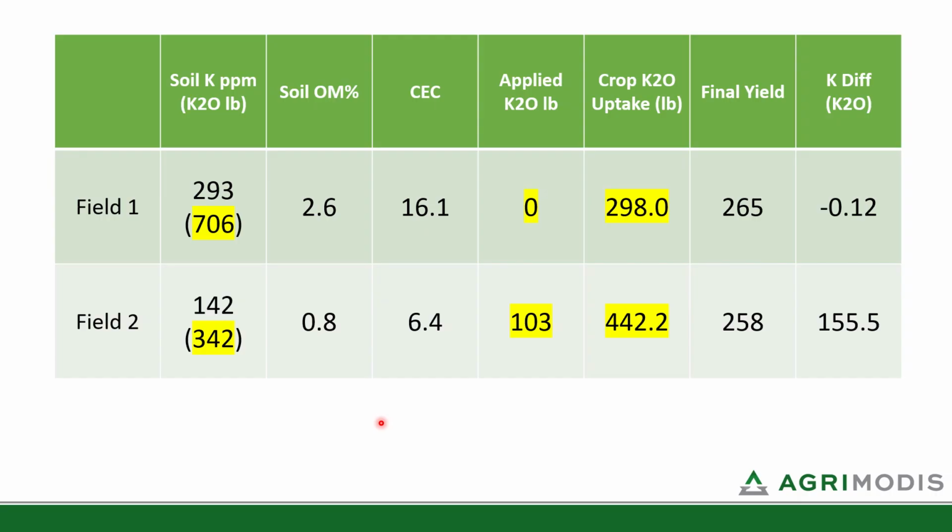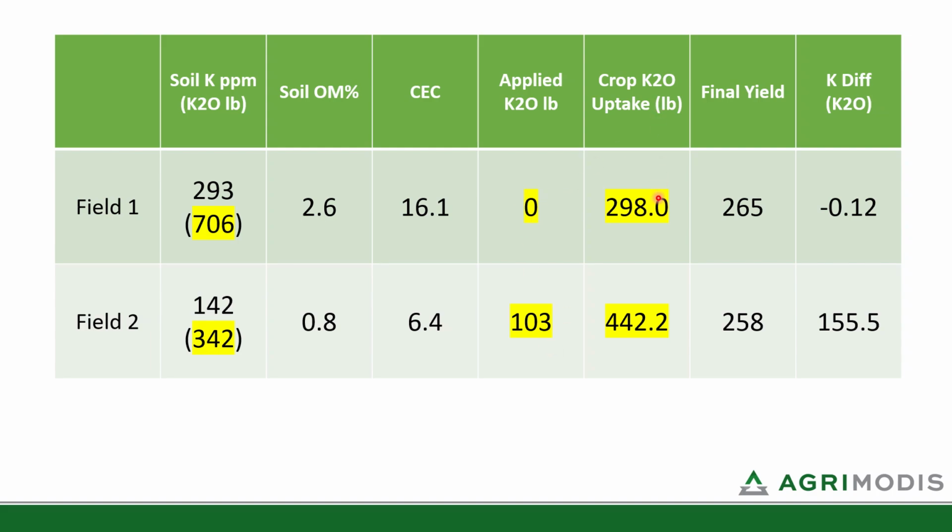These are side-by-side fields, the same ones we looked at in the phosphate example in the last video. Over here, you will see your soil K ppm, and I've converted that into oxide pounds per acre. So field 1, obviously it's a heavier field, 16 CEC versus 6 down here. There was no K2O applied to this crop, but there were 103 pounds applied via some potassium chloride and some in-season potassium.